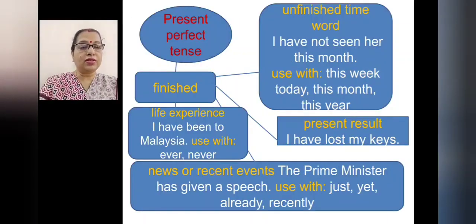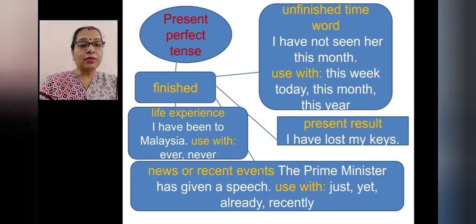Present perfect tense also shows unfinished time words. That means unfinished time started in the past and continued into the present. So, I have not seen her this month. You can say I have not seen her this week. If you say that, that means including today, right? So you can say I have not seen her this month, this year. The important thing is have not seen.